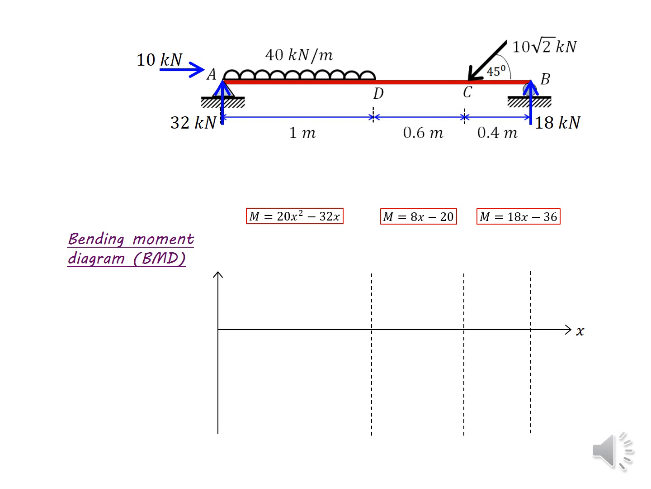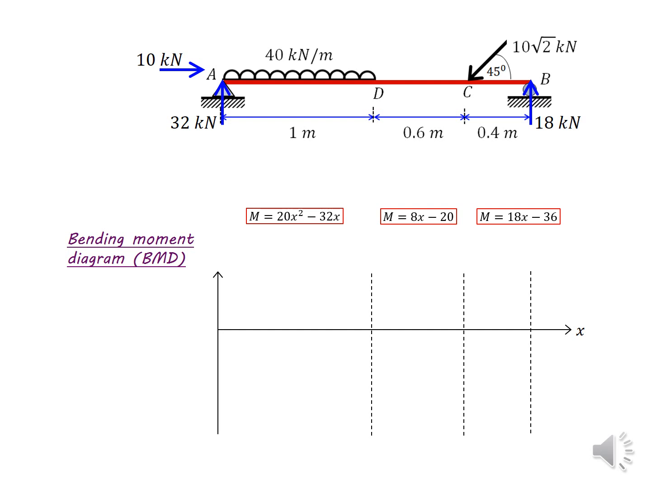Now, as I said before, x varies from 0 to 2 from point A to B. So for the starting point of this diagram, we can apply x equals 0 to the moment M equals 20x squared minus 32x. When we apply x equals 0, then M is 0. So starting with 0, then we should proceed with drawing the diagram.